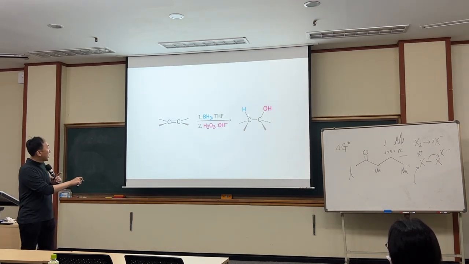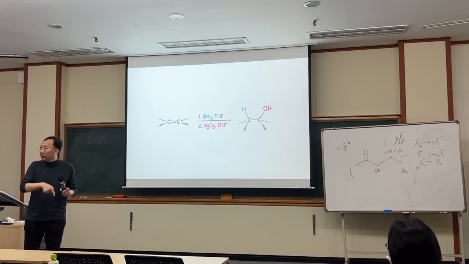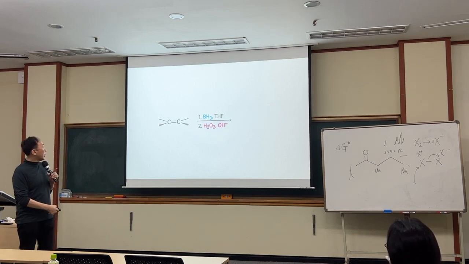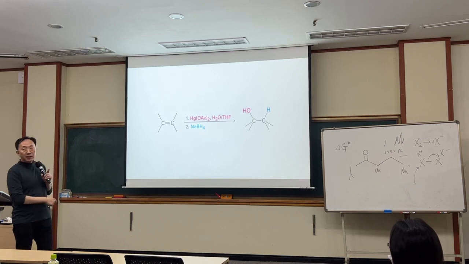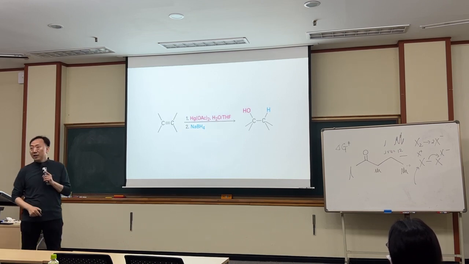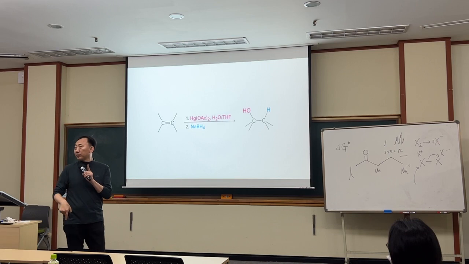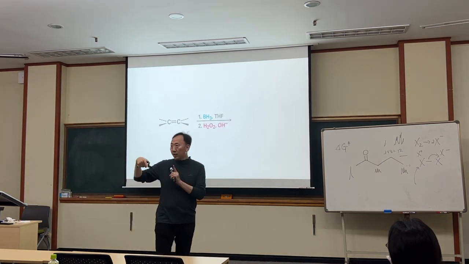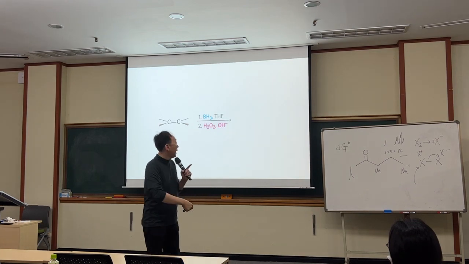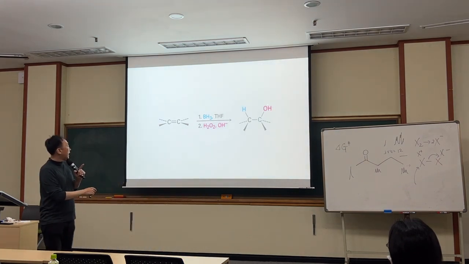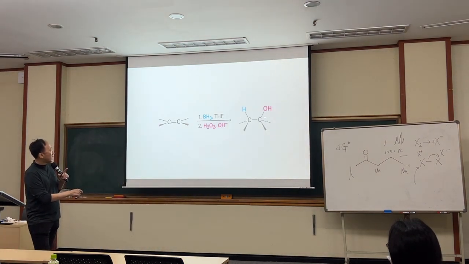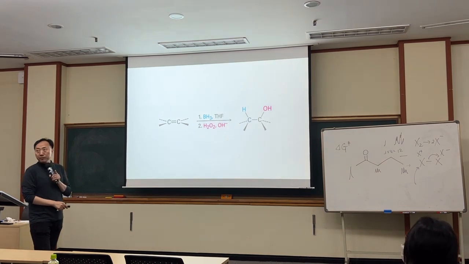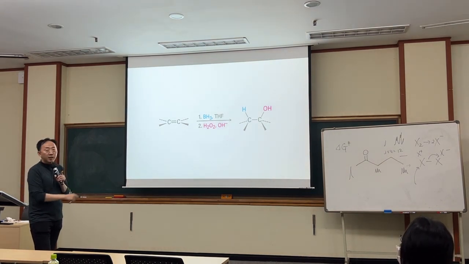So first addition here, this is syn addition. B and H were added together. In the mercury case, mercury was added first, and then water attacked from behind, so it's an anti addition. In hydroboration, B and H were added together in the same direction, and then that B is replaced by oxidative cleavage here. So that's why this is still a syn addition.